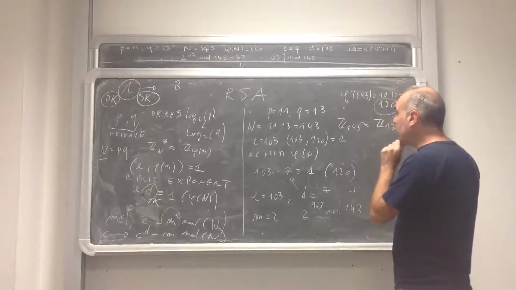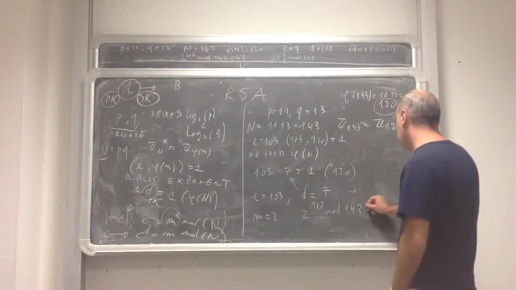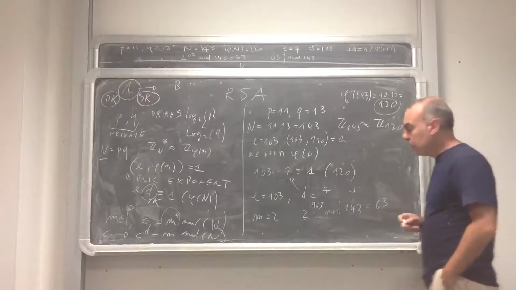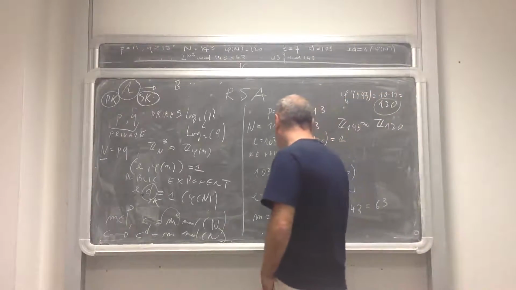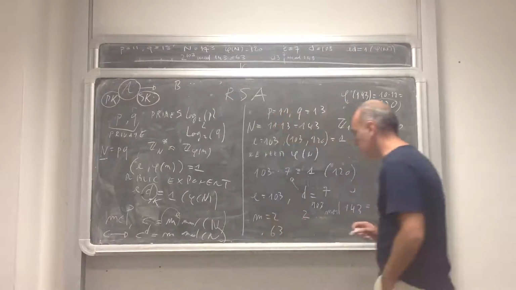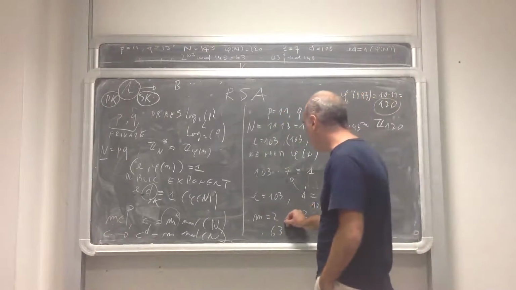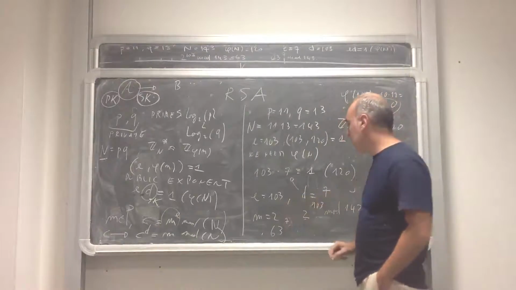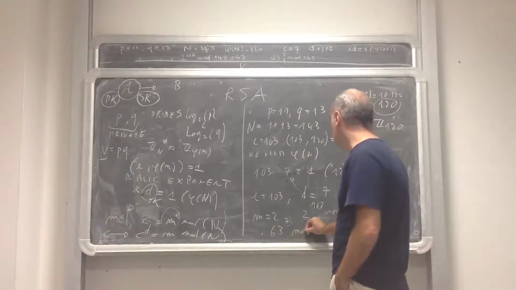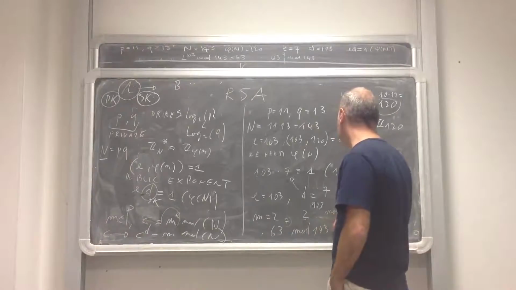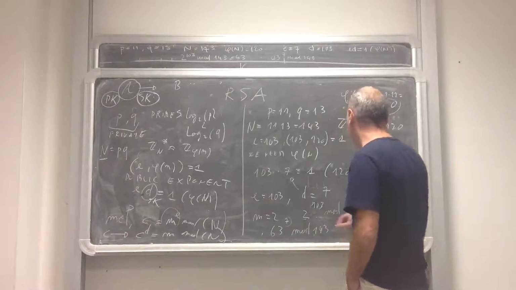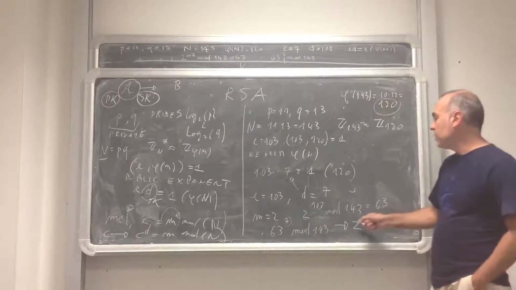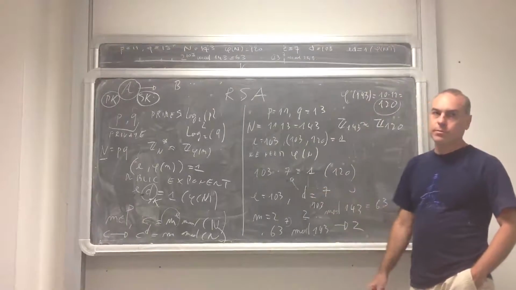So anyway, this computation will give you 63. Now to decrypt, Alice takes 63 to 7, and only Alice knows 7, and mod 143, and this happens to be 2. So Alice gets the message, the encrypted message.